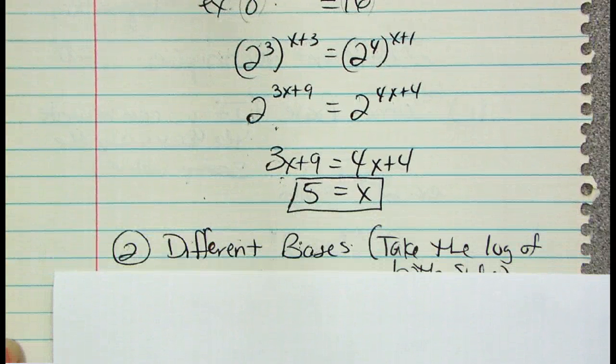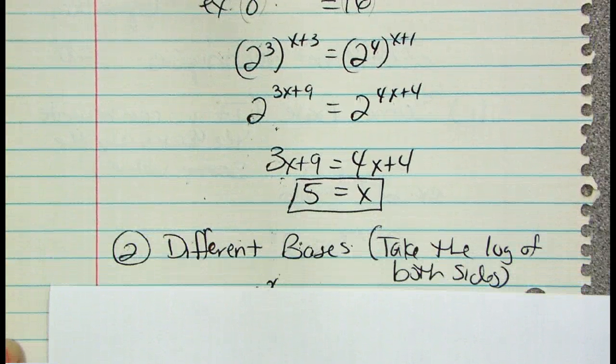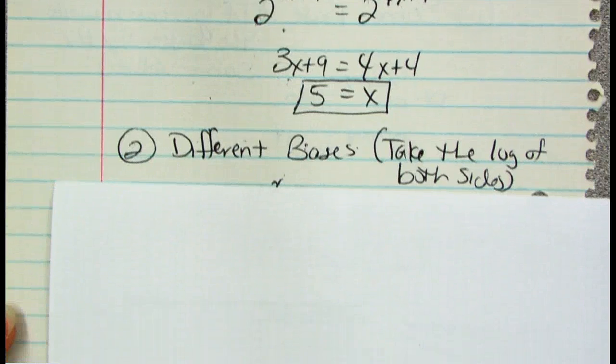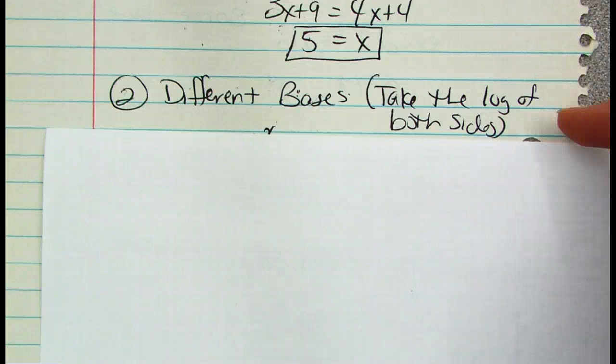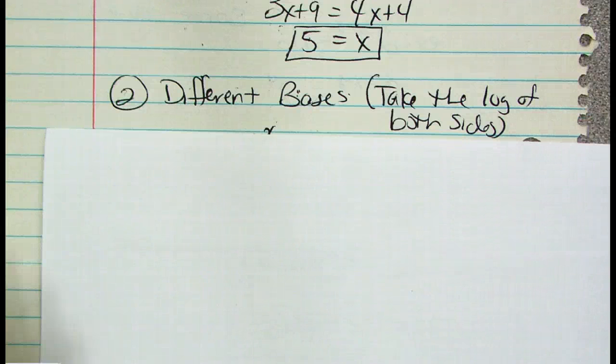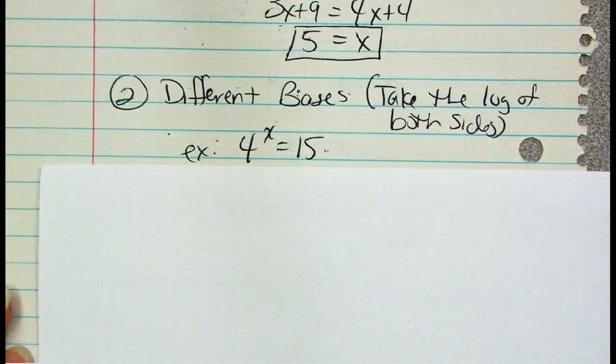Second technique, it's called different bases. And when you have to do this one, this is when you cannot write the exponential function with the same base. Then you must use this one, obviously called different bases. And what do you end up doing? You end up taking the log of both sides. So let's look at an example.